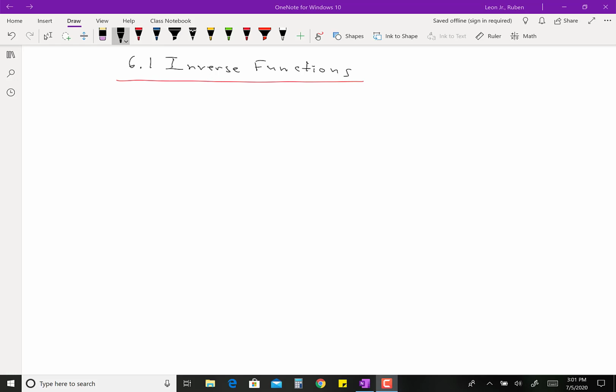So here's our introduction to why we need inverse functions. Suppose we want to find the antiderivative of x squared with respect to x. This should be automatic to you. This is simply x cubed over 3. We add 1 to the exponent, divide by that new exponent, add a constant of integration, and there you go.